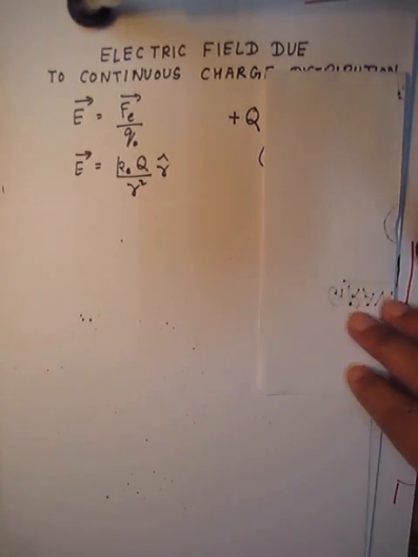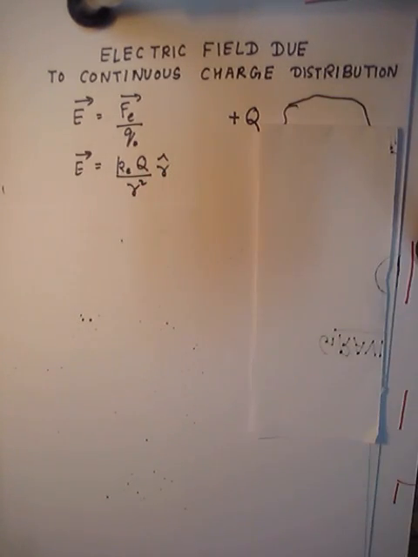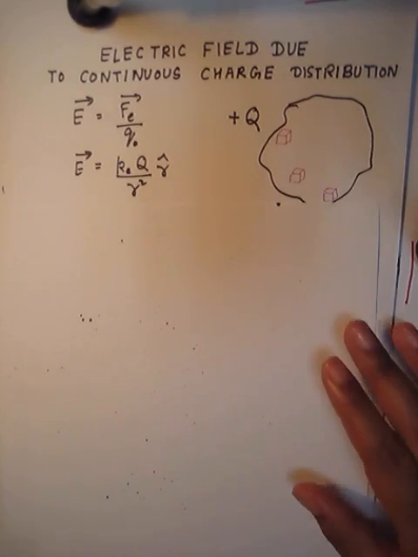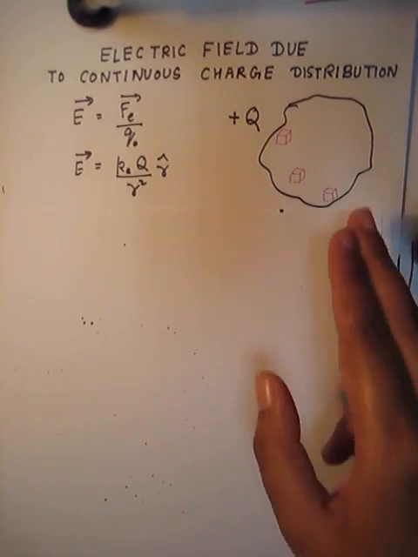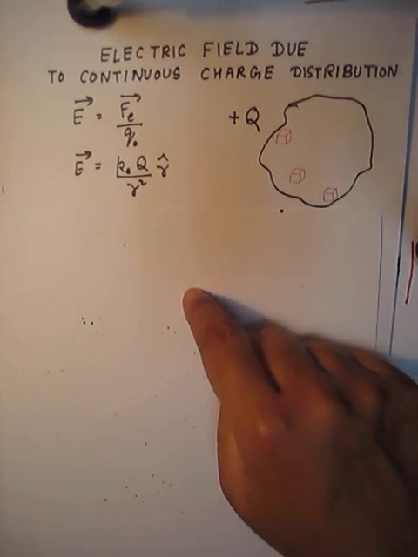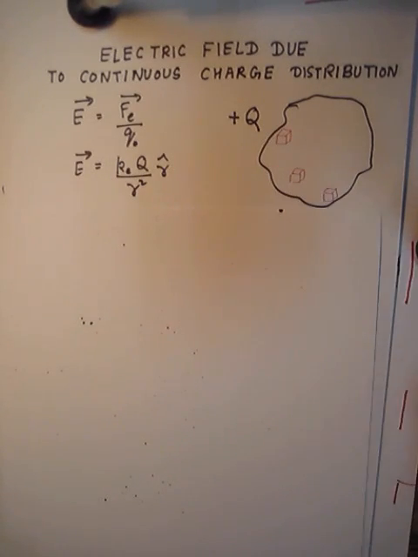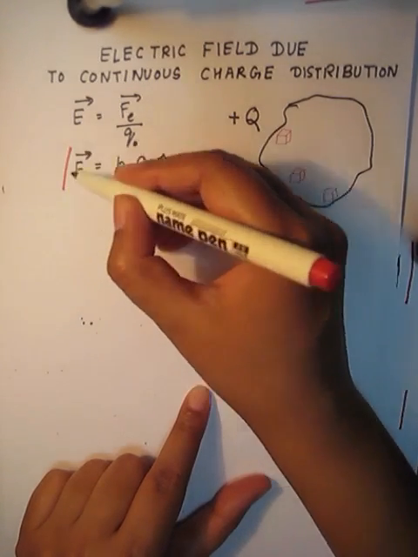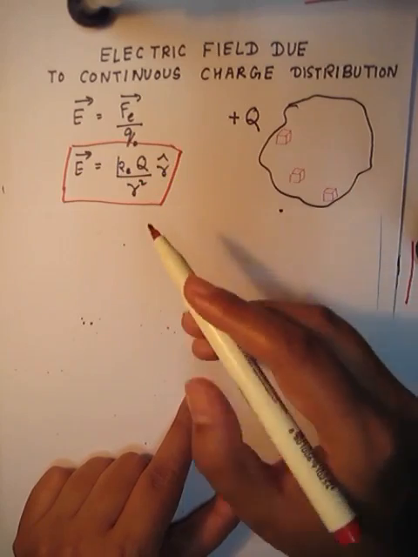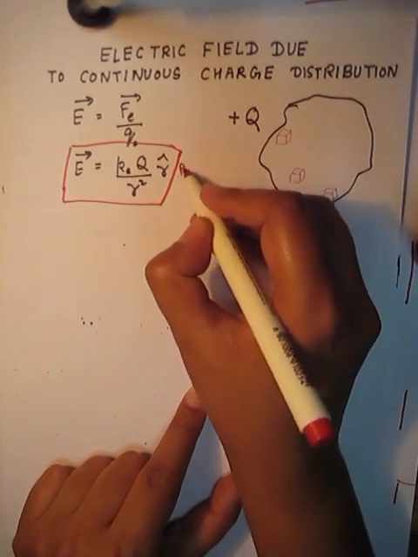So now we have to find out electric field due to continuous charge distribution. It is not a point charge anymore. So let us say that this is some arbitrarily shaped object and it has a total charge of plus Q. And now at a certain point we want to find out the electric field due to this charge distribution. Now this formula, which is the electric field, is given by this relation, which is valid only for point charges.